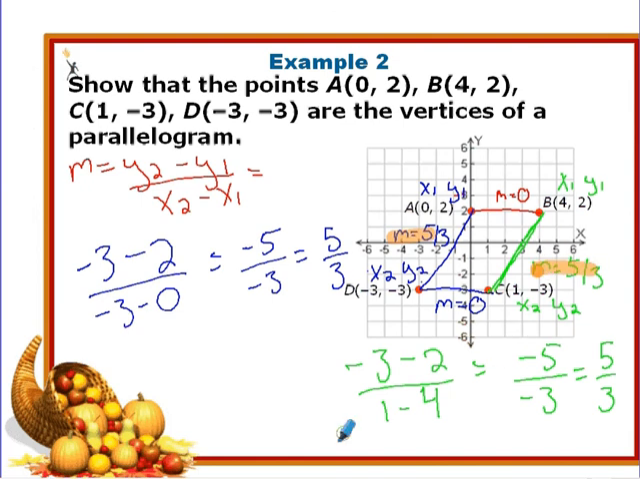These two lines are parallel because they have the same slope. And these two lines are parallel because they have the same slope, and in a parallelogram, the sides that are opposite from each other should be parallel. Good, we do have a parallelogram. We've proven that.